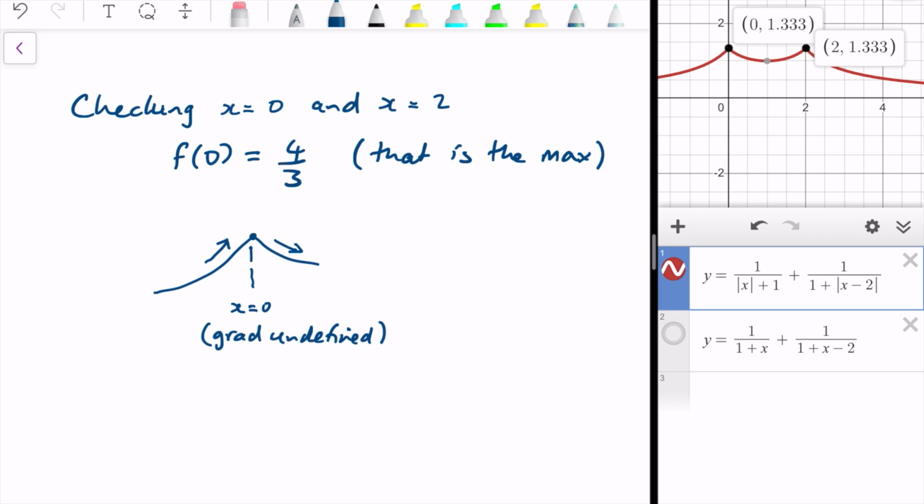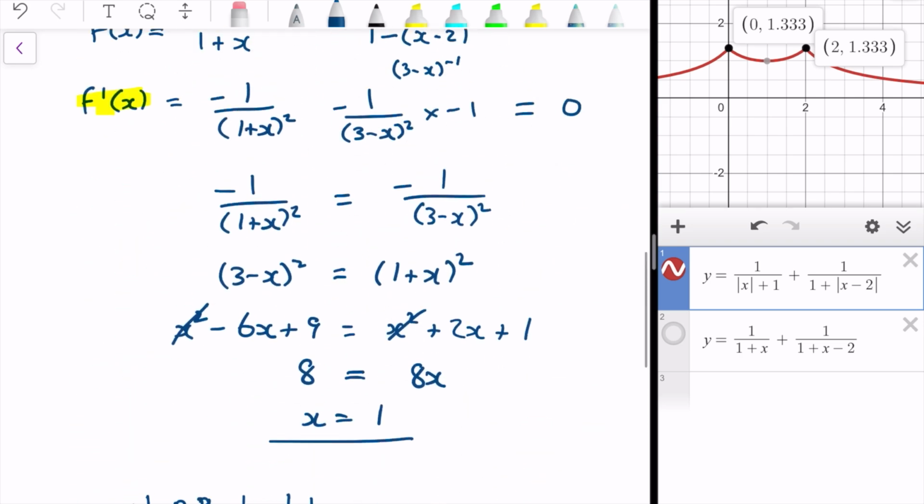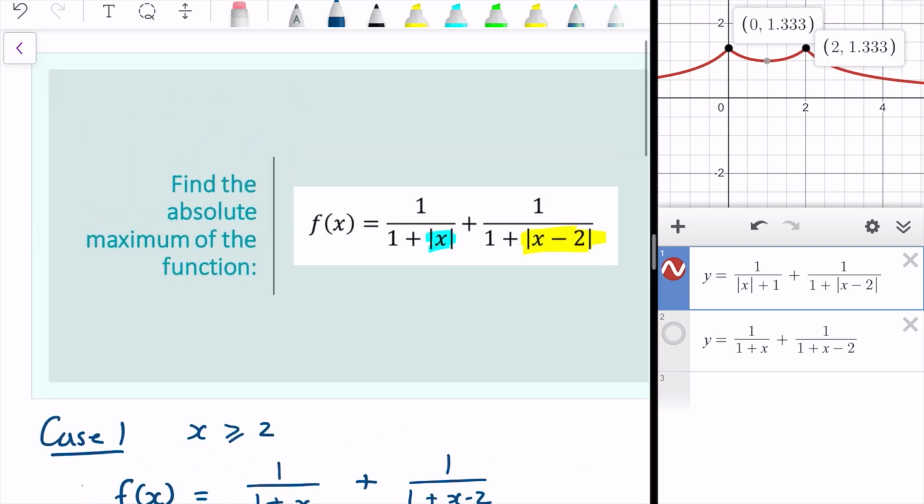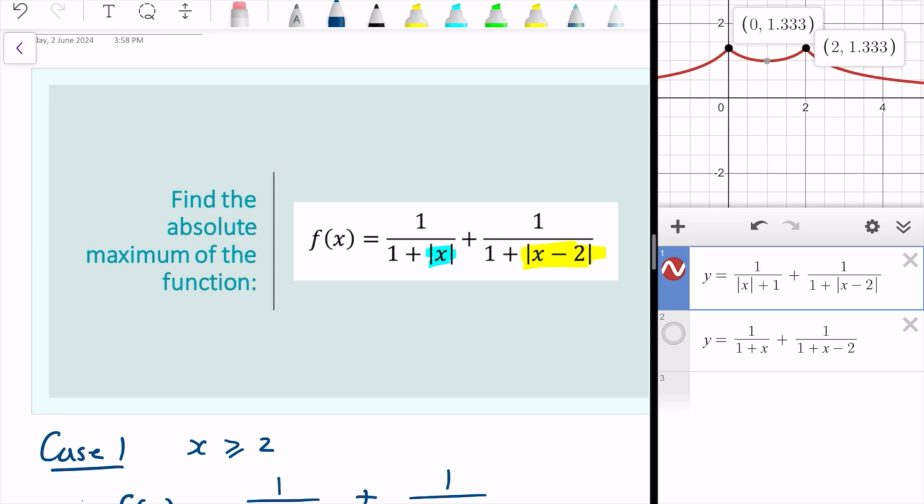Hopefully that made sense. It's kind of a sneaky question because normally with functions you just go about making the derivative equal to 0, and also hopefully that's helped you understand how the absolute value symbol works and how if we want to differentiate a function like this, we need to consider different cases depending on the value of x or the value of the thing that's inside the absolute value symbols.